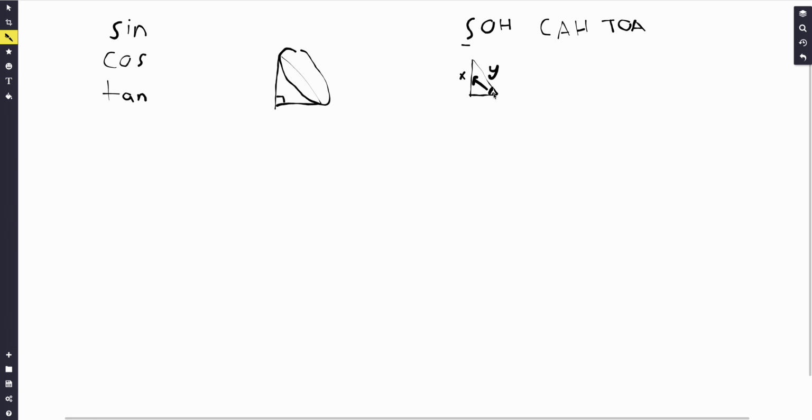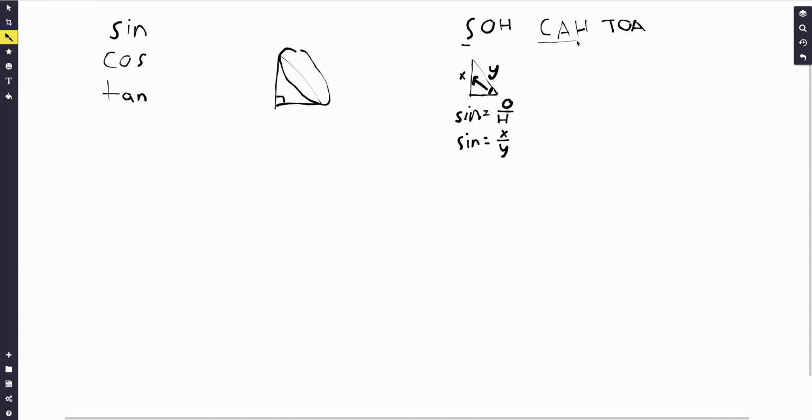So sine will have this relation where sine is equal to opposite over the hypotenuse. You can remember this because in SOH, the O comes first, so the O goes on top, and the H comes next, so the H goes on the bottom. So in the mini diagram I drew, sine is equal to x over y.